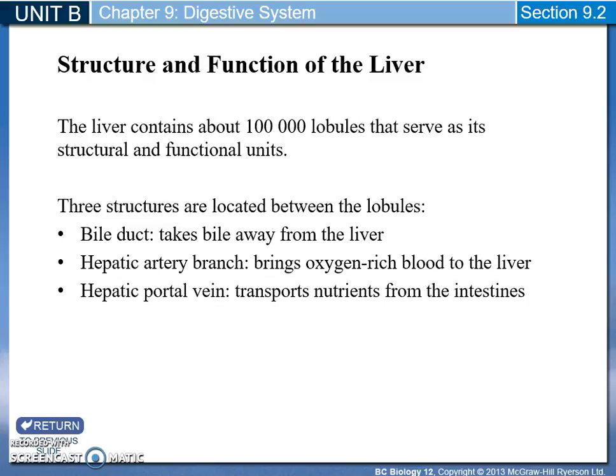The liver contains about 100,000 lobules that serve as its structural and functional units. And we have generally three structures that are located between the lobules. You have the bile duct, which takes bile away from the liver. We have the hepatic artery branch, and this brings oxygen-rich blood to the liver. And then you have the hepatic portal vein, and it transports nutrients from the intestines. So as nutrients are absorbed from the digestive system, they are transported to the liver by the hepatic portal vein.